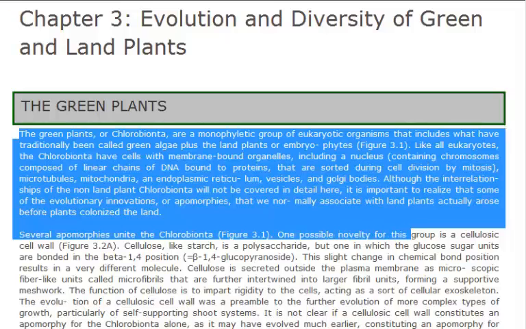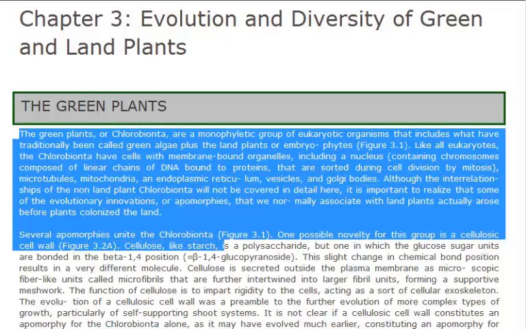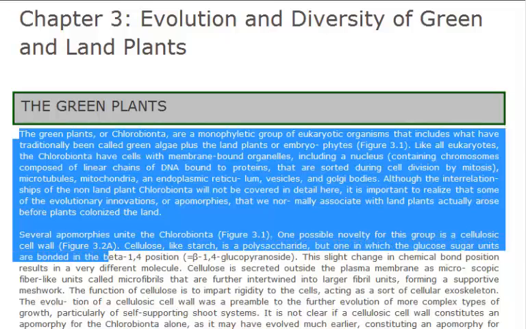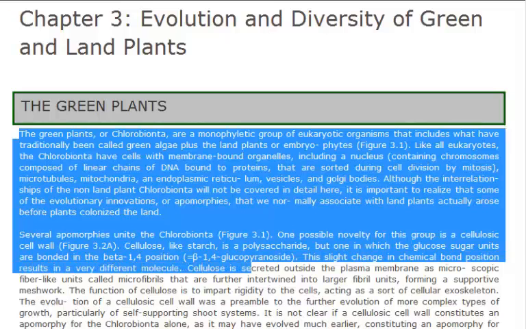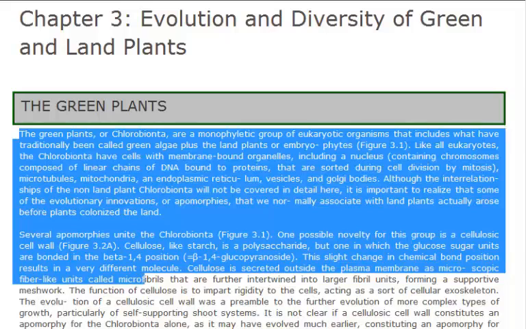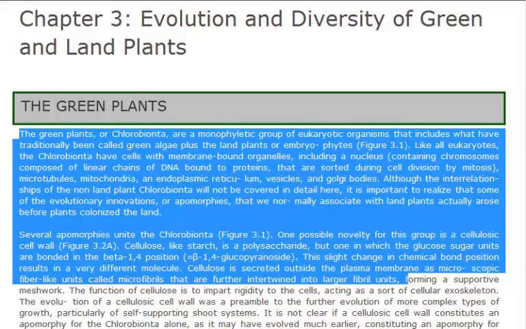One possible novelty of this group is the cellulosic cell wall, Figure 3.2a. Cellulose, like starch, is a polysaccharide, but one in which the glucose sugar units are bonded in a beta 1-4 position. The slight change in chemical bond position results in a very different molecule. Cellulose is secreted outside the plasma membrane as microscopic fiber-like units called microfibrils that are further intertwined into larger fibril units, forming a supportive meshwork.